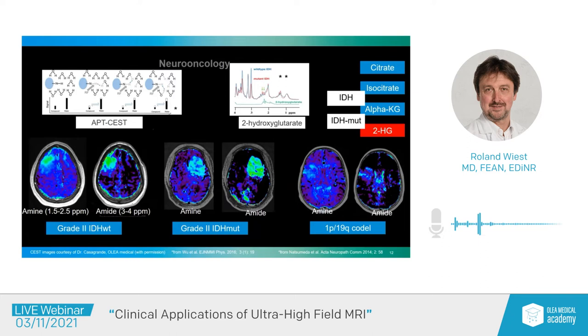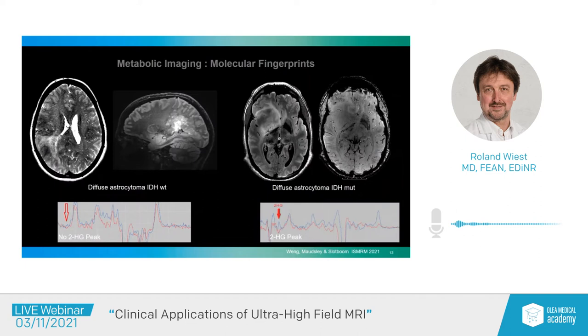And you can nicely differentiate with this technology between diffuse astrocytomas with an IDH wild type that do not express this hydroxyglutarate peak. You can see this on the left here. In comparison, on the right, you can see a diffuse astrocytoma that is IDH mutated, and this shows the 2-hydroxyglutarate peak over here. And this expression of the 2-hydroxyglutarate peak also nicely matches the so-called FLAIR T2 mismatch, which is also a good indicator with a very high sensitivity for IDH mutated astrocytomas.